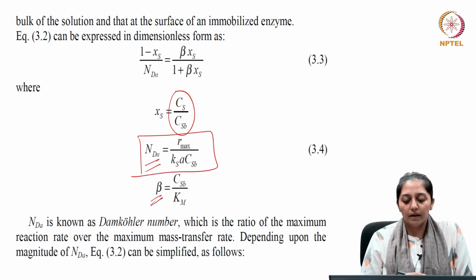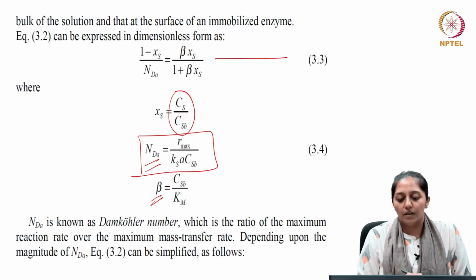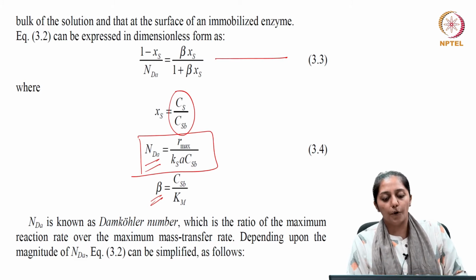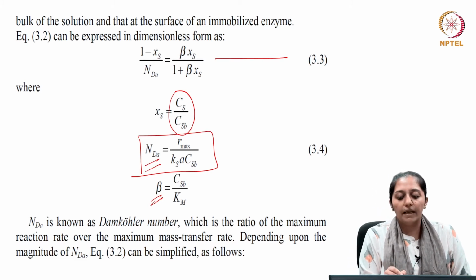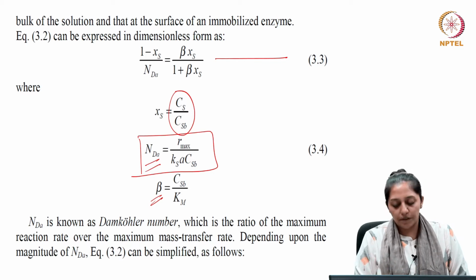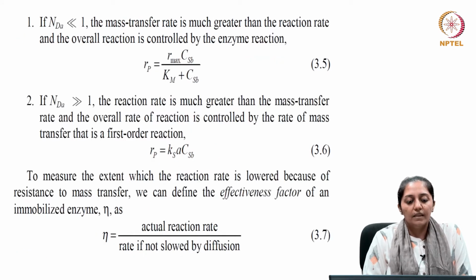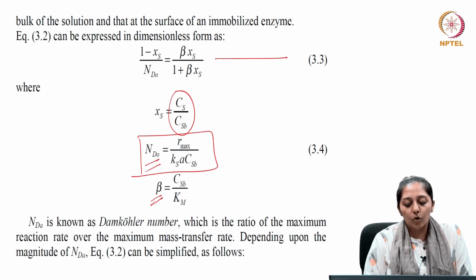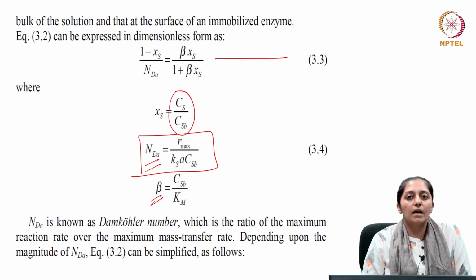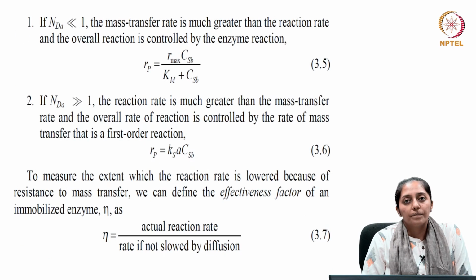So, let us simplify this equation 3.3. After you divide that 3.2 with Csb, we end up in equation 3.3. Now, using 3.3, let us take some cases. Let us take case 1 where the Damkohler number is found to be very small. A very small Damkohler number, if you go by the definition, would mean what? That the rate of mass transfer is very high compared to the rate of reaction. So, the slowest step is the governing step.